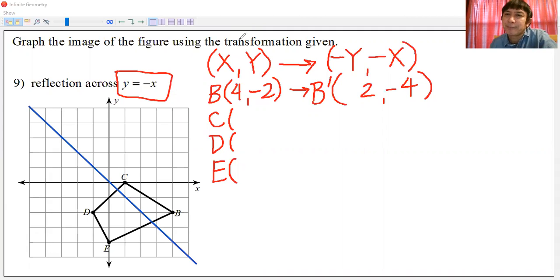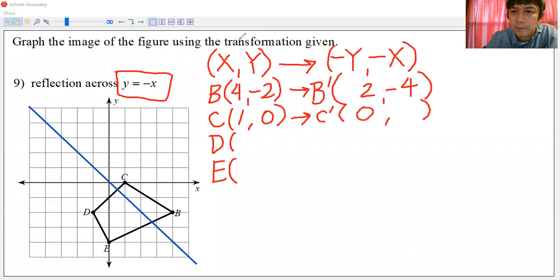We shall continue with point C. Our point C is located at 1, 0. 1, 0 along the x-axis. So that our C prime, you interchange them. This becomes 0. This becomes 1. Now reversing the signs, 0 remains 0, but the 1 will become negative.